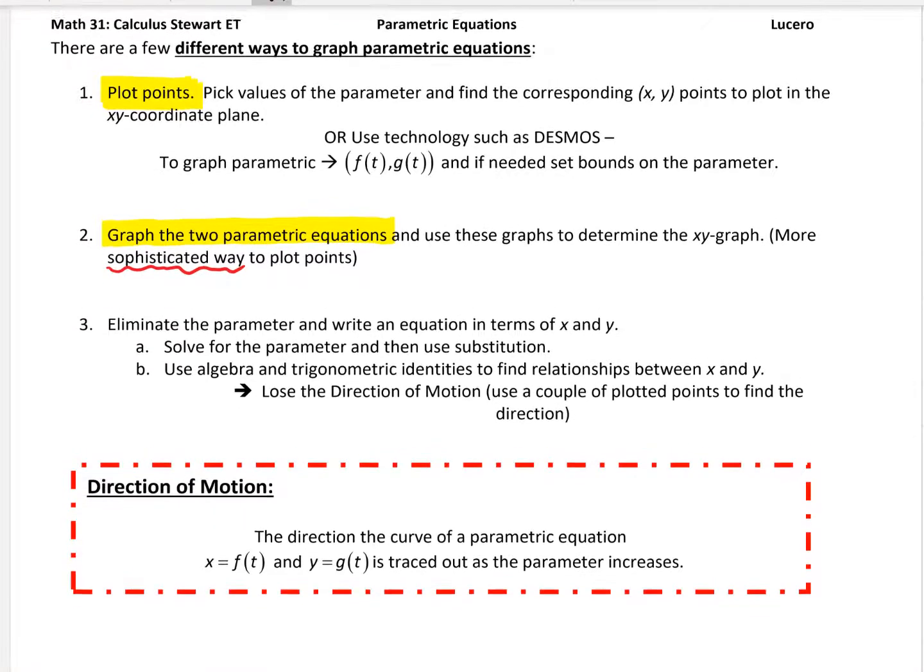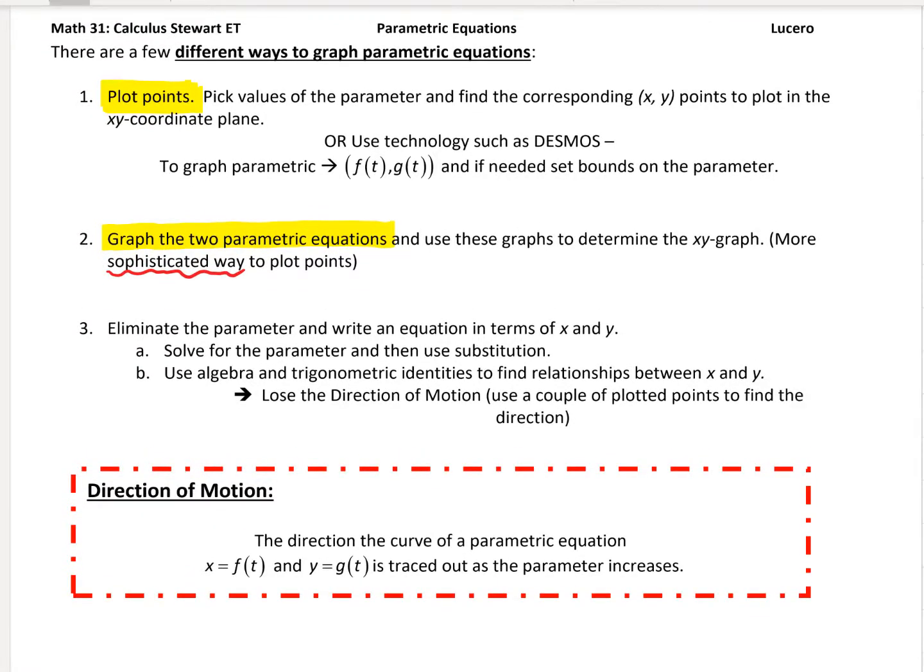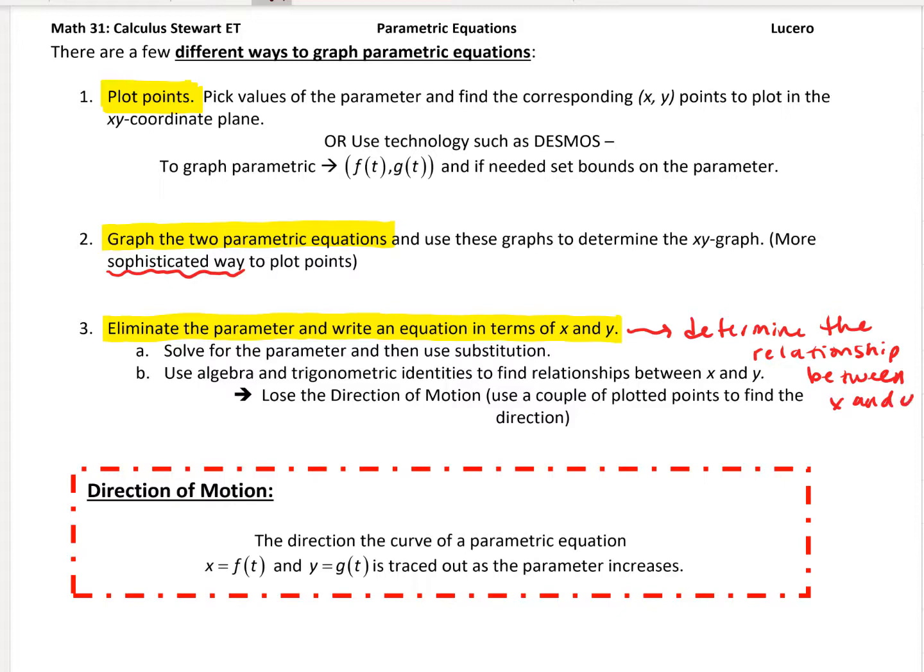And then probably the way that we'll rely on a little bit more, if possible, is this one: eliminate the parameter and actually write an equation, determining the relationship between x and y, if possible. Sometimes that's not possible, but if it is, it's a nice way to come up with the explicit definition of the curve.